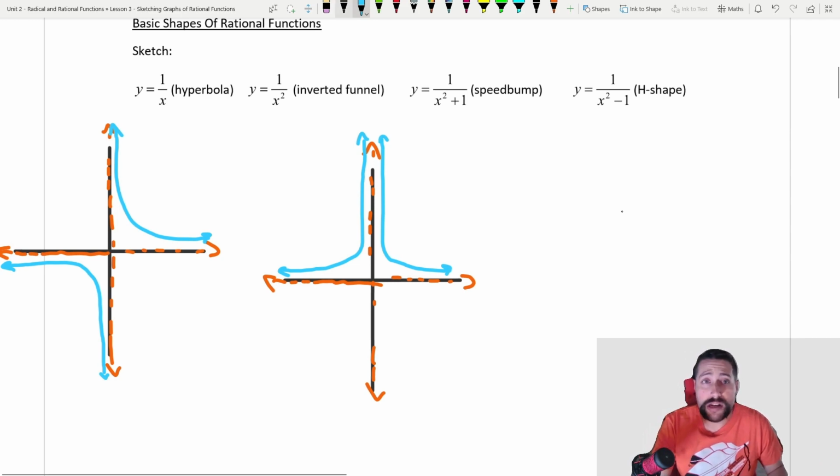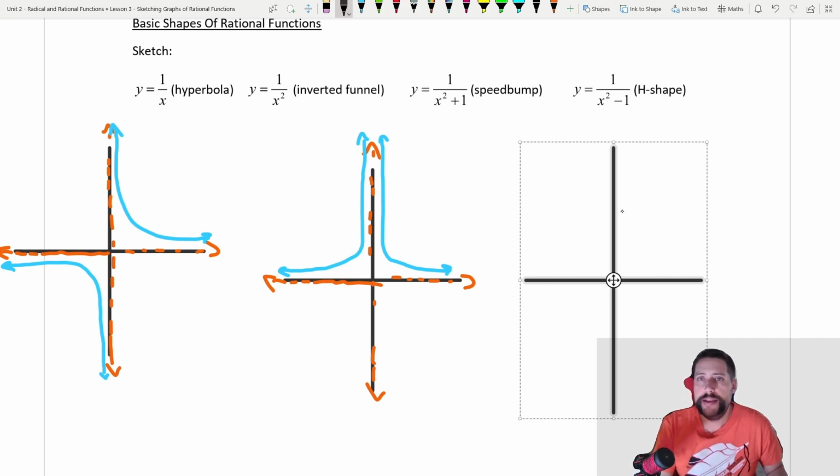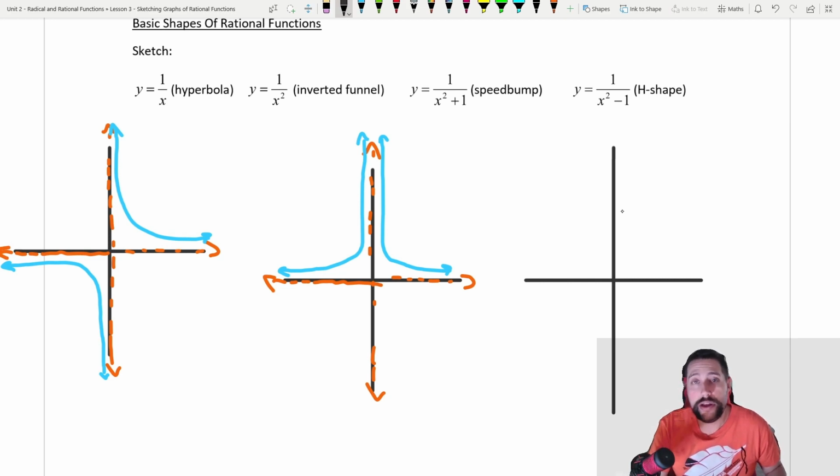The next one's a speed bump. You have seen this before. It was one of the examples that we did together in lesson number 2, part 1, I believe. In this case, because of the +1 in the denominator, there will be no values of x that will make the denominator equal 0.